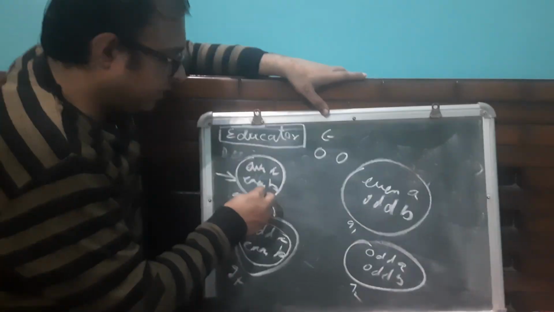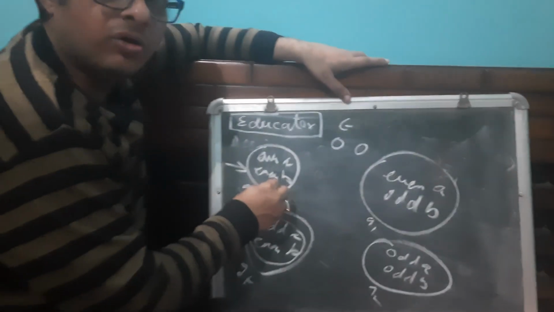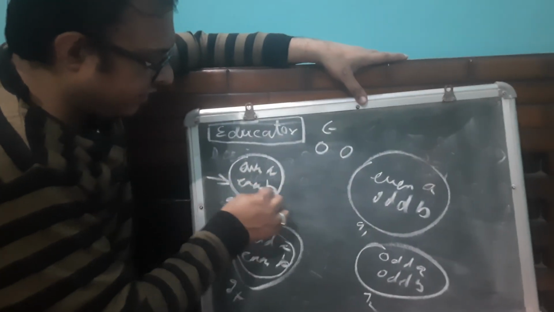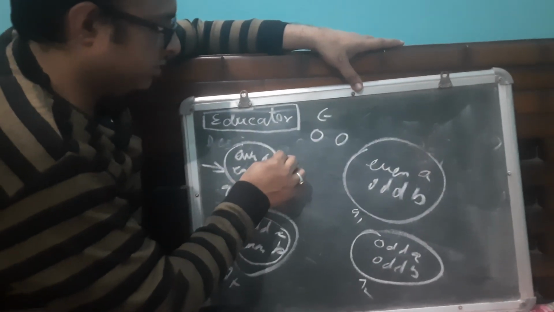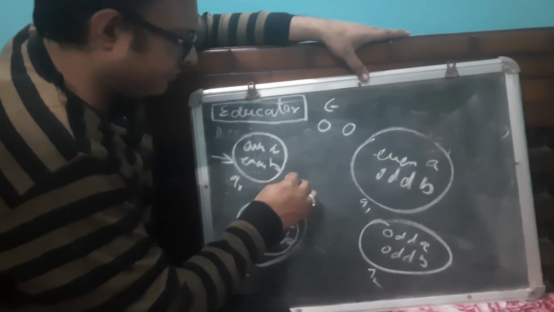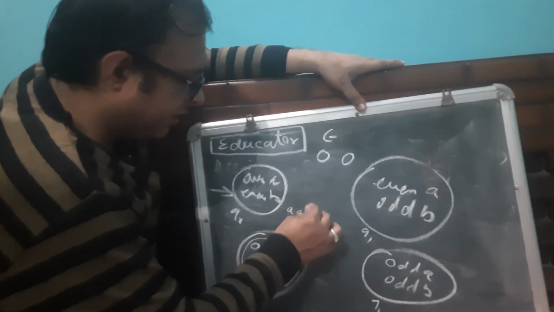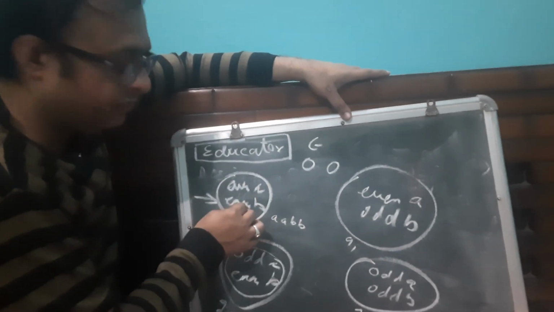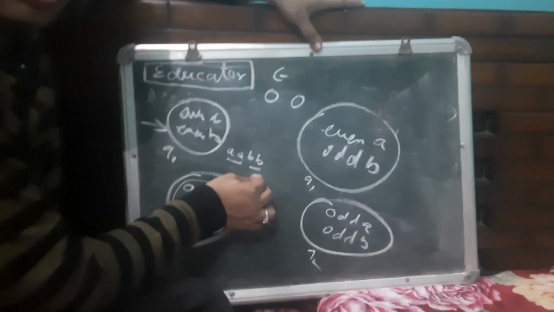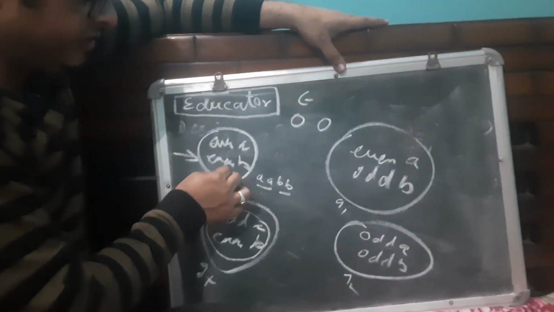So let us make transition from this initial state on the symbol A. Now, this initial state has even configuration of A and even configuration of B. Suppose I add A to it. Which configuration will it go to? Let us take one sample string A, B, B. Is this string in this configuration? Yes, it is. Two A's and two B's. Even count of A, even count of B. So it is in this state, even A and even B.